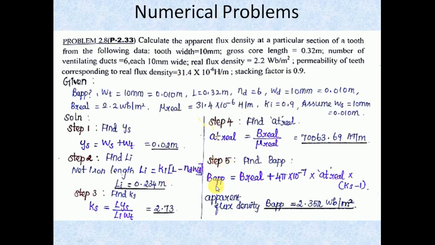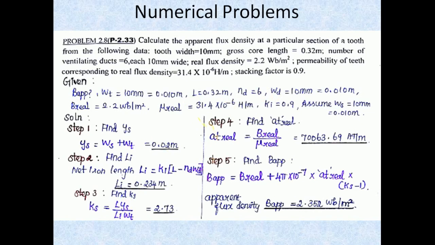Just like the previous case, you have to use the same relation. This value is given and B real's value is also given. You have to find the value of Ks. The value of Ks can be found by using the relation L into OS divided by Li into Wt. Li can be found in the same manner just like how we found it in the previous problem. No doubt or confusion in that. The only problem is that in this case the magnitude of slot pitch is not given. Even the width of slot is not given. Only width of tooth is given. Then how can you calculate the value of slot pitch?